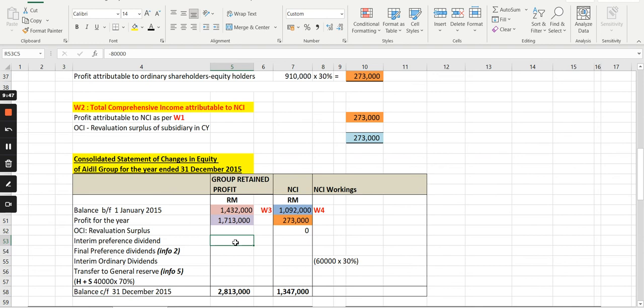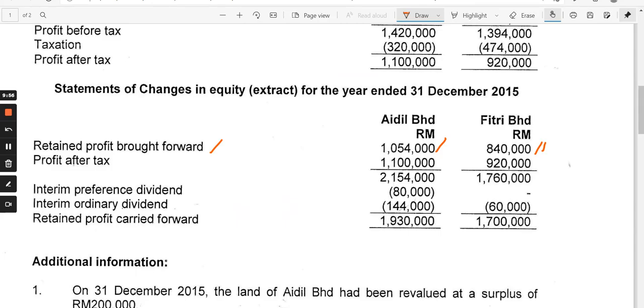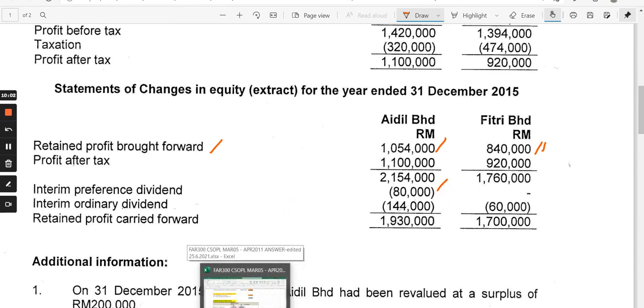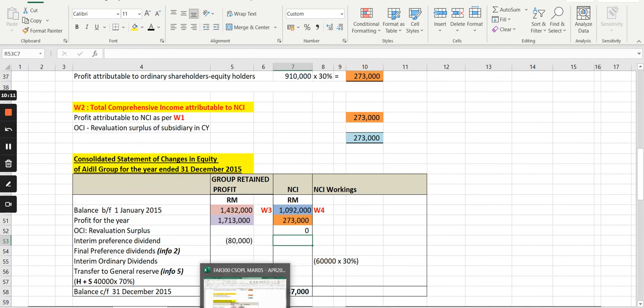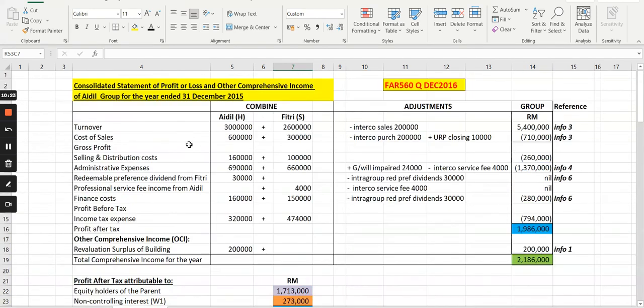What you will include here is, I'm going to do it item by line. For the interim preference dividend, you just take the figure that is given here, 80,000. Take that, because that was the one of the parent only. So take the one of the parent, put it here. And for the subsidiary company, you are informed that the dividends are related to the mandatory shares, so it will not be included here because that dividend is a finance cost. So earlier on, you have already adjusted for the intra-group redeemable preference dividend.